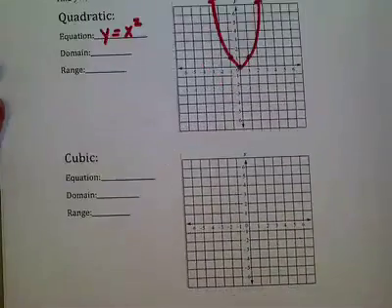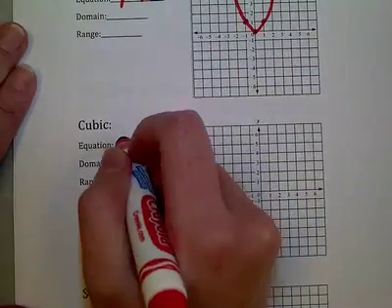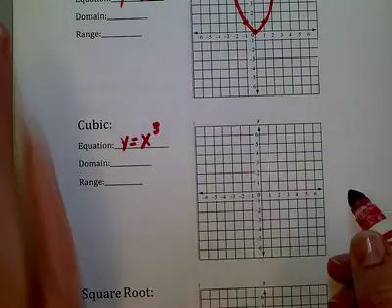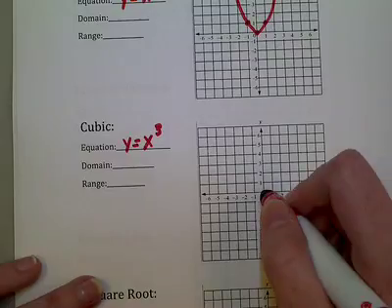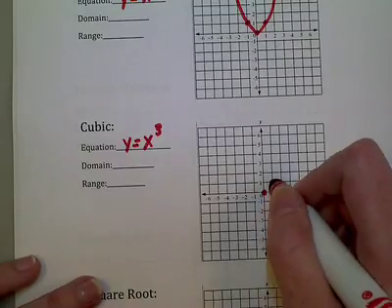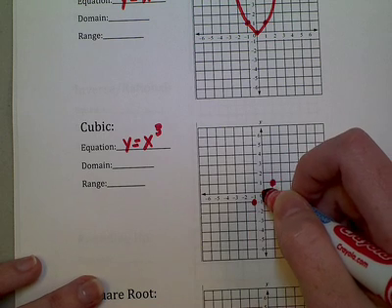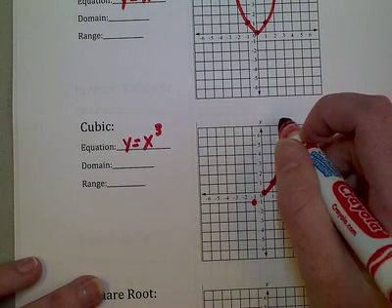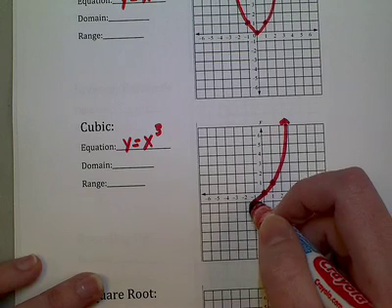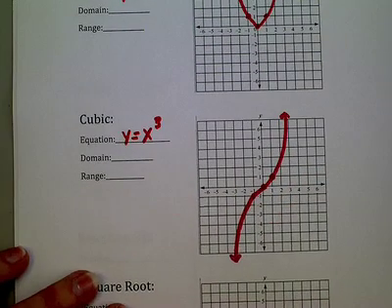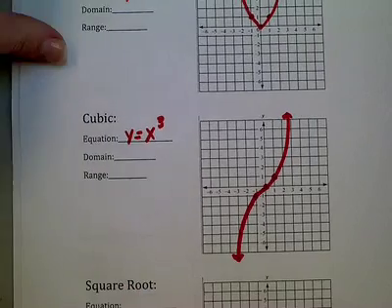Alright, the next one is called the cubic, and its equation looks like y equals x cubed. There are three important points on that as well: (0, 0), (1, 1), and (-1, 1). We do a curved line to connect those as well. So just like that. Some people call this more of like a squiggly shape.